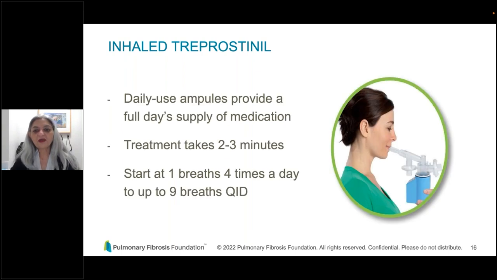And the delivery system we have for it is a nebulizer now. So the patients basically fill this up in the morning with the medication, and then they take treatments, and they start with one breath 4 times a day. And then gradually, as they get used to the drug, every week we increase it, and then we try to get them at least up to 9 breaths 4 times a day. So they have to do the treatment spaced out at least 4 hours apart, if not 6 hours apart, and take it 4 times a day. With that, we can have a steady level of the drug in the body.